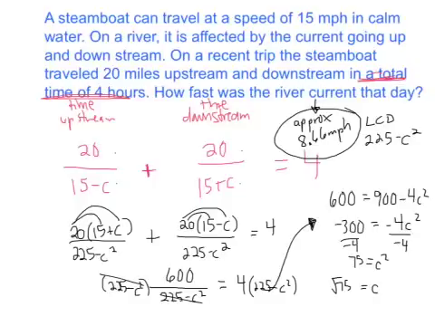Confirm these results if you would like. Check the speed of the steamboat with the current going down the stream. Check the speed with the current going up the stream. And the total time should be 4 hours.